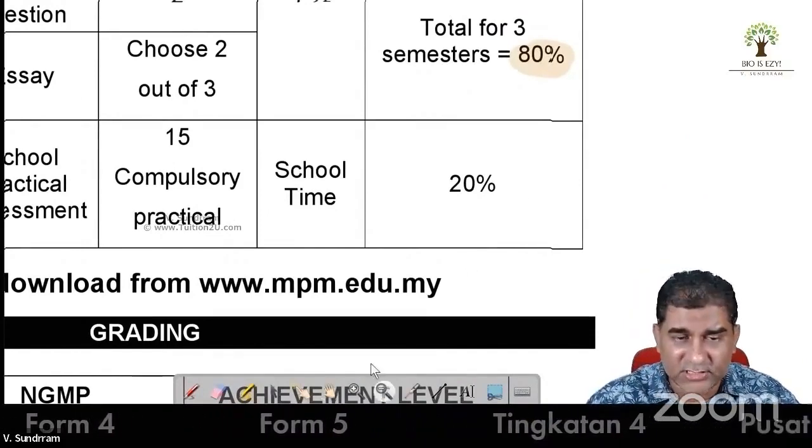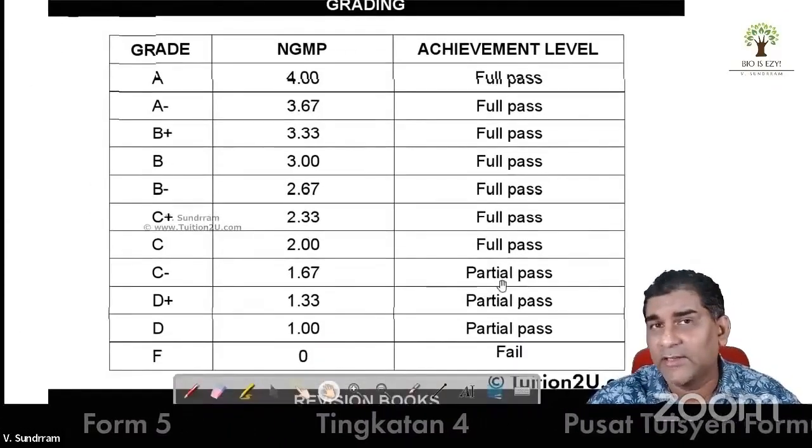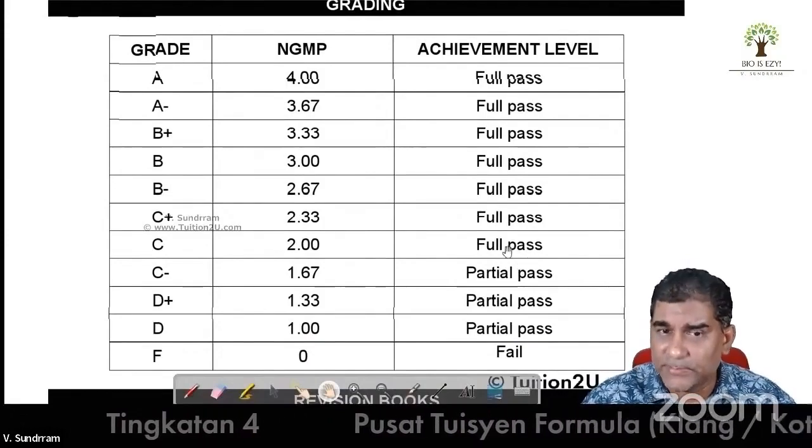So they follow the CGPA similar to what happens in university. So this is the grading. And we try to get 4 flat as much as possible.